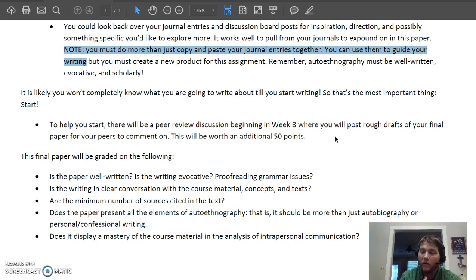Does the paper present all the elements of autoethnography? It's got to be more than biography or personal or confessional writing. It's got to be scholarly with that, okay? And then, do you display mastery of the material? So you need to show me that you understand self-talk. You need to show me that you understand whatever you're using. If you're using self-talk or imagined interactions or self, identity, personality, if you're talking about communication and how it impacts our reality, show me that you understand that. Over the course of the next few weeks, this will become more clear. I just wanted to lay out the final paper for you in detail so that you can see what the final goal is of all of this work that we're doing in here.